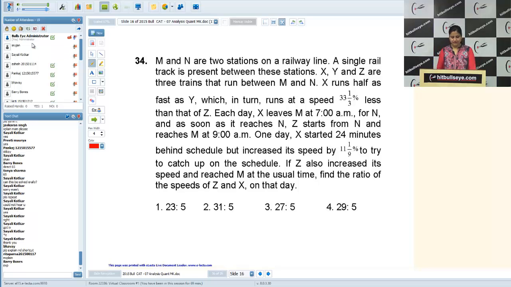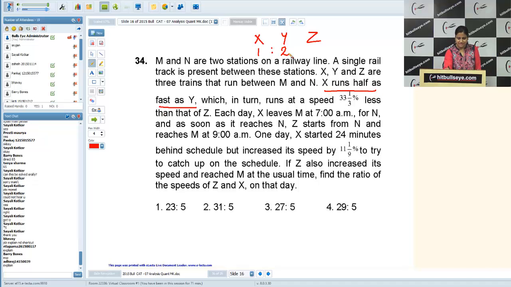34th. M and N are 2 stations on a railway line. A single rail track is present between these stations. X, Y, Z are 3 trains that run between M and N. X runs half as fast as Y. So there are 3 trains, X, Y and Z. We will find the ratio of their speeds. Let X's speed be 1. Now X runs half as fast as Y. So Y's speed will be 2.